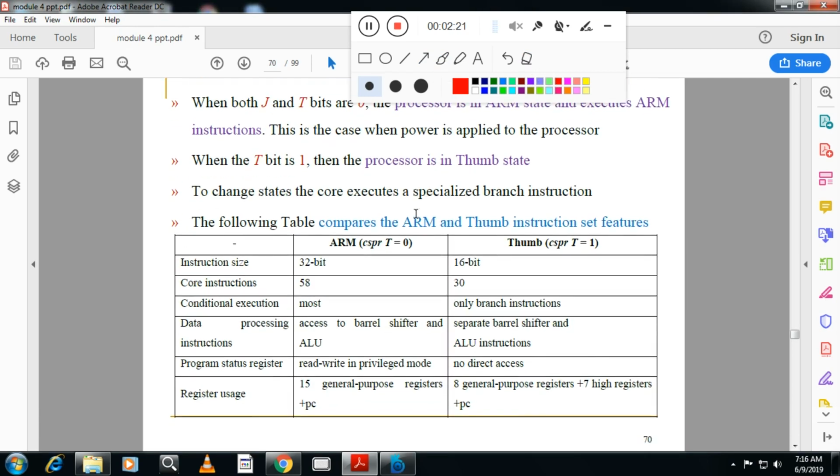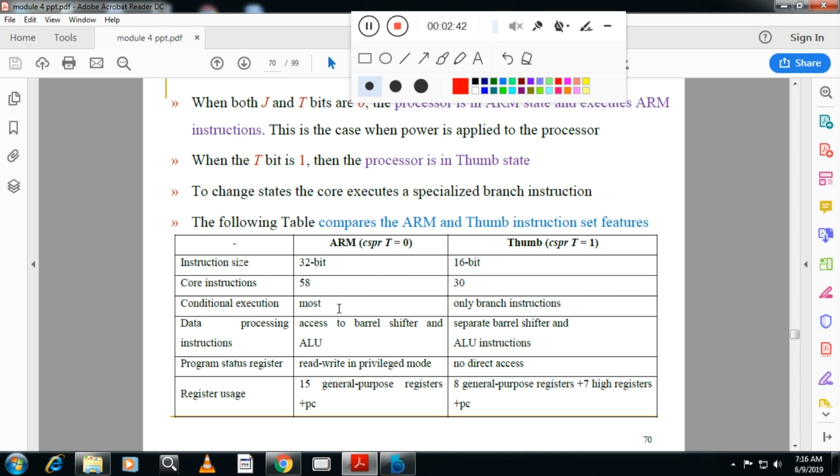So here you can see a very important question from the exam point of view: the difference between ARM and Thumb instructions. So what are the various differences? One is the instruction size, 32-bit and 16-bit. The second one is the number of core instructions. Here in ARM we have 58, and here we have 30 instructions.